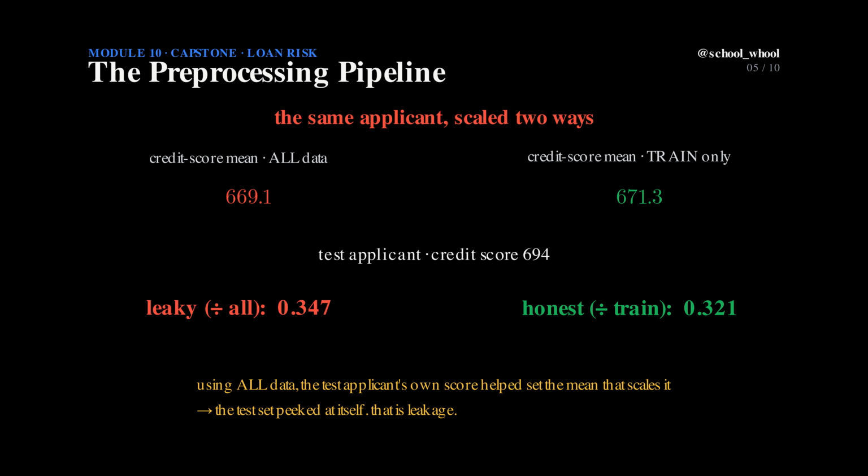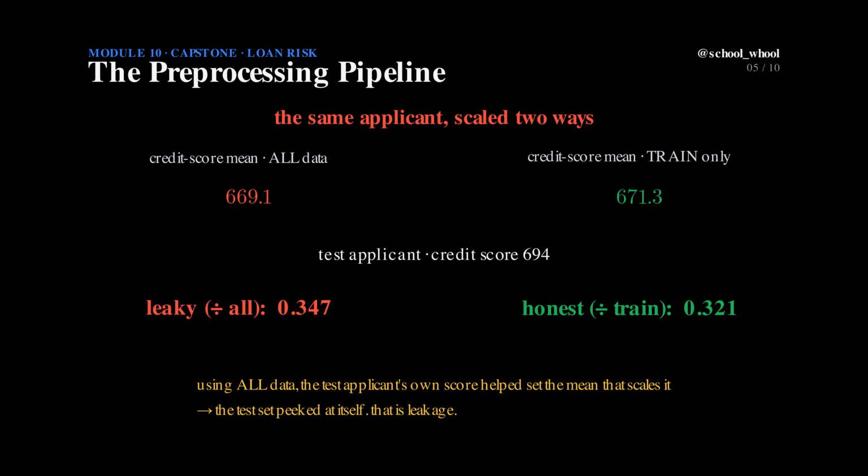Different numbers. Now scale 1 test applicant, credit score 694. Using the all-data mean, it becomes 0.347. Using the honest, train-only mean, 0.321. See the problem? When we used all the data, that test applicant's own score helped compute the very mean that scales it. The test set peeked at itself. That's leakage. Small here, sometimes huge, and always dishonest.